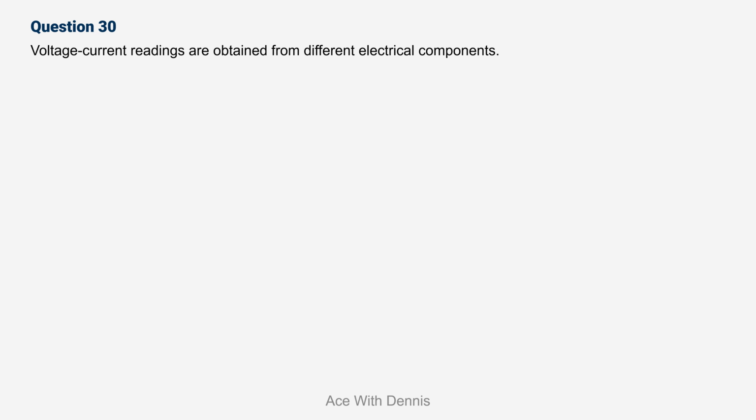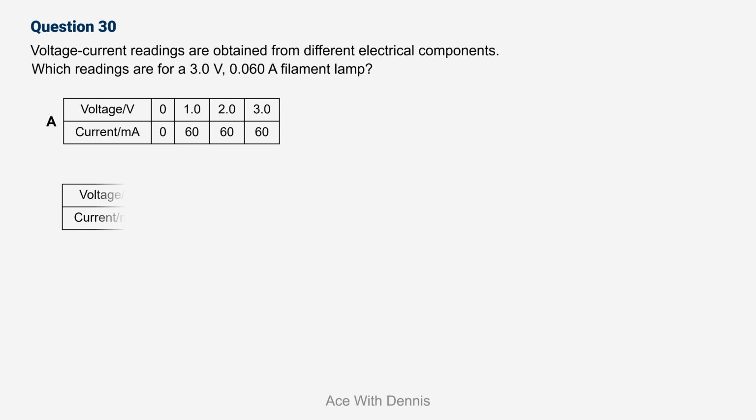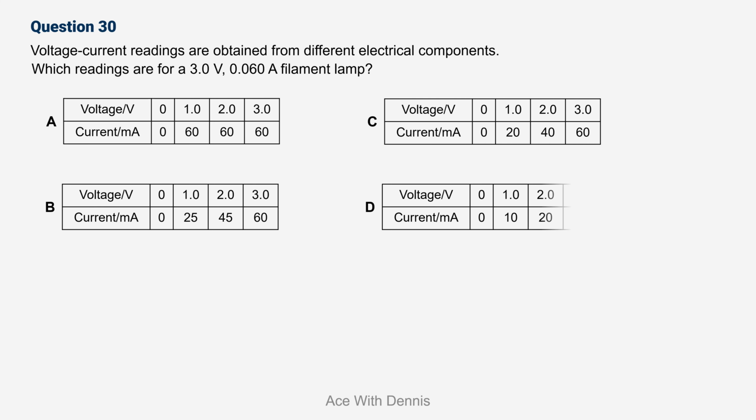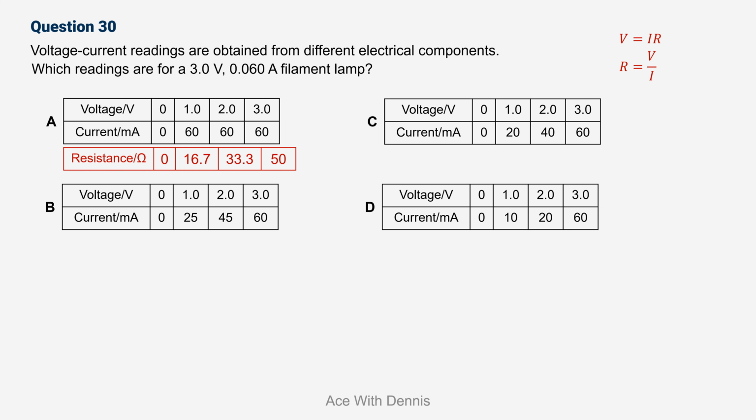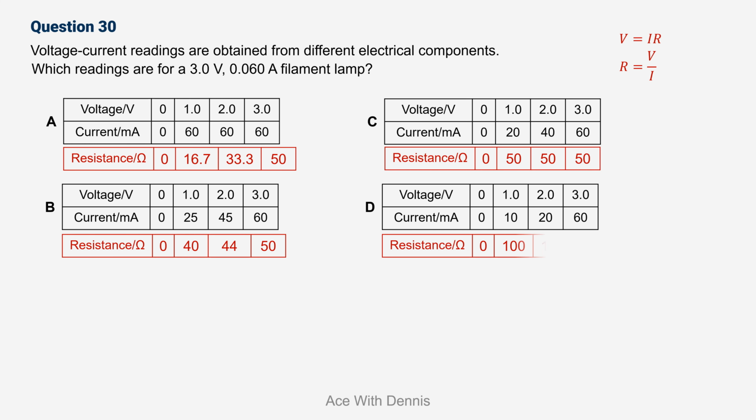Question 30. Voltage-current readings are obtained from different electrical components. Which readings are for a 3.0 volt, 0.060 amp filament lamp? This is the voltage-current reading for option A, option B, option C, and option D. To obtain the answer for this question, first we need to calculate the resistance for each option using the formula V equals IR, where R equals V over I. So after calculation, this is the resistance for option A, this is the resistance for option B, option C, and option D.